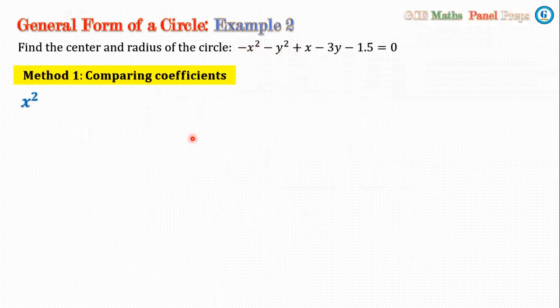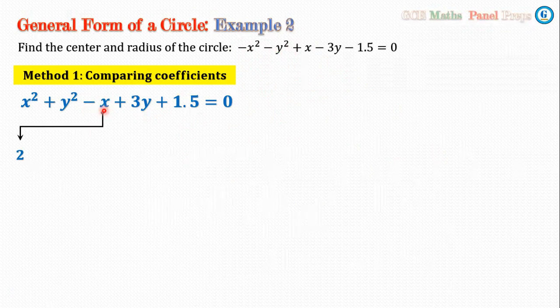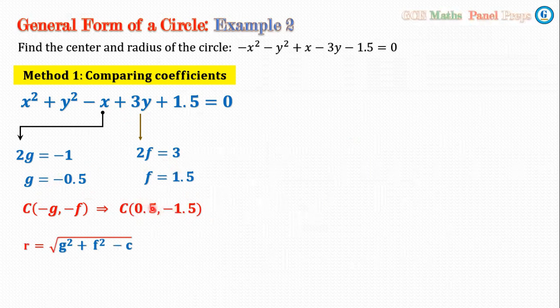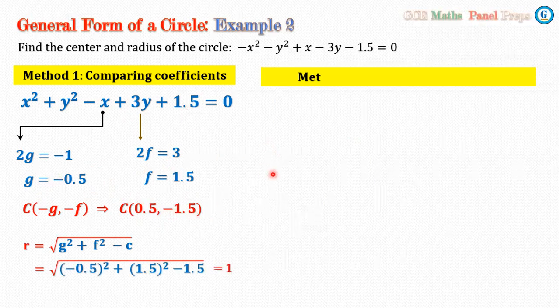So method 1, by comparing coefficients, minus 1 should be equal to 2g, and 3 should be equal to 2f. So the center is minus g, minus f, so it's 0.5, minus 1.5, and the radius is square root of 0.5 squared plus minus 1.5 squared minus 1.5, which is our c here. That gives us 1. For method 2, completing the square, you have x squared plus y squared.